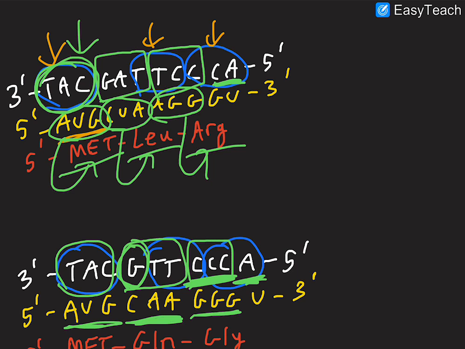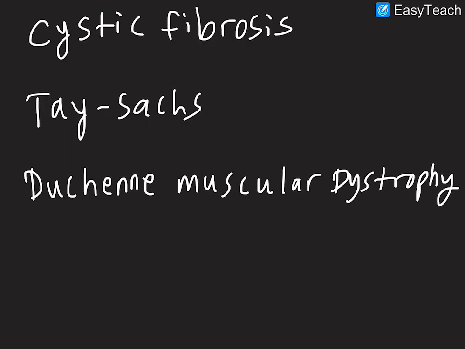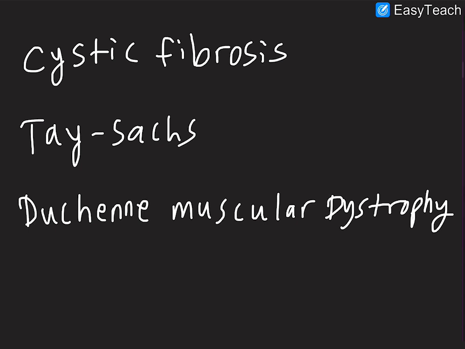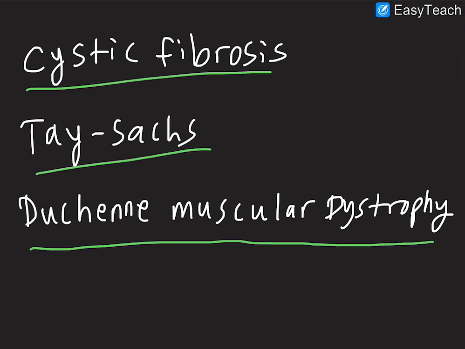It's also important to know what diseases are related to frameshift mutations. The three main diseases we should know are cystic fibrosis, Tay-Sachs disease, and Duchenne muscular dystrophy. We'll have separate videos on all of these in the near future. But for now, these three diseases are related to frameshift mutations.